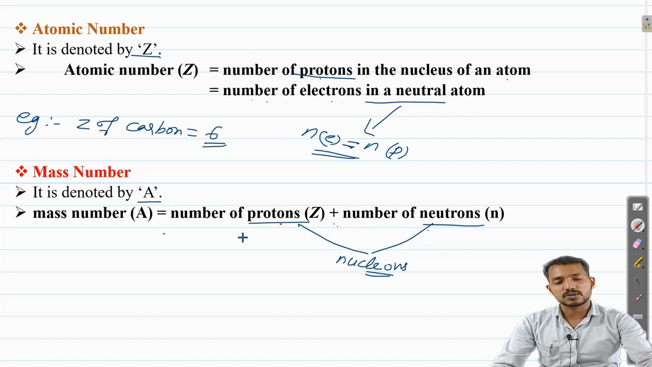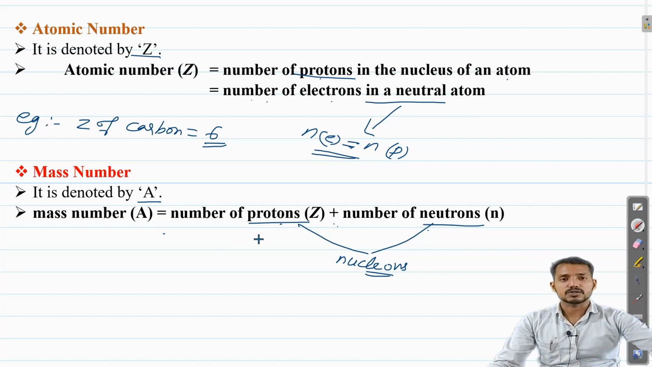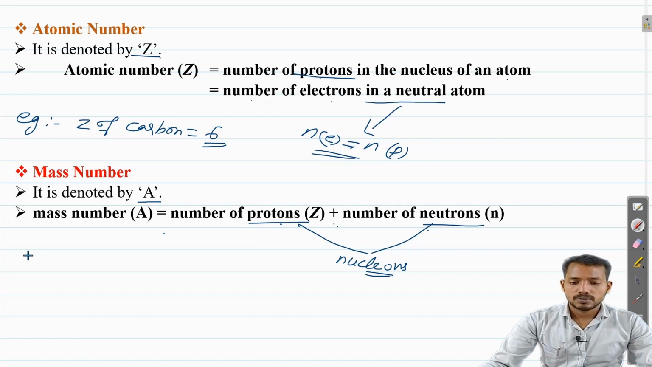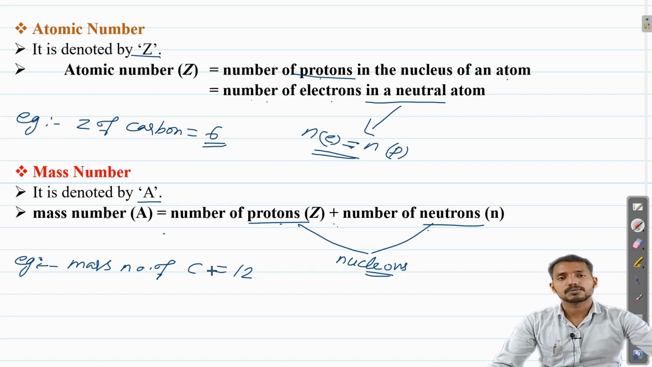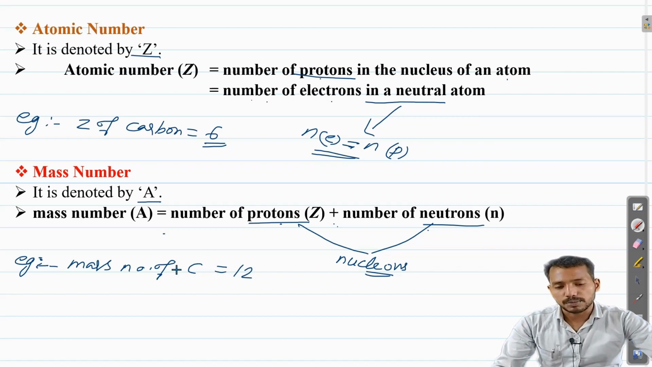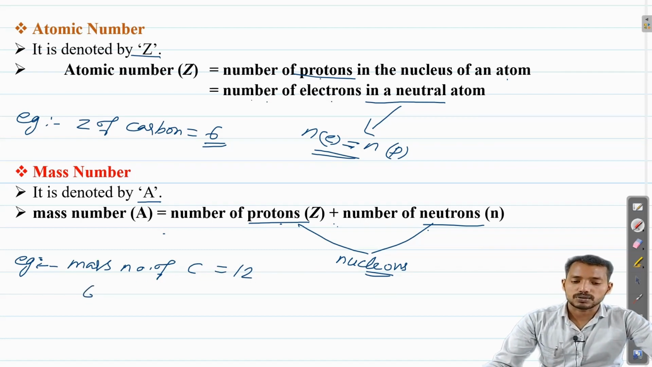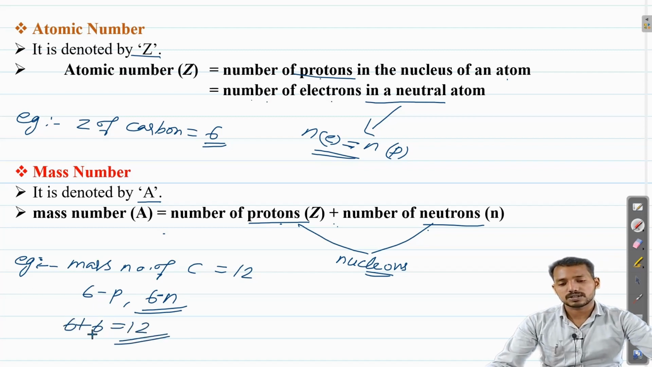Clear? This will also be different in the atoms of different elements. For example, we take the mass number of carbon, which is equal to 12. Why is it 12? Because there are 6 protons and 6 neutrons. So total 6 plus 6 is equal to 12. So this is the mass number.